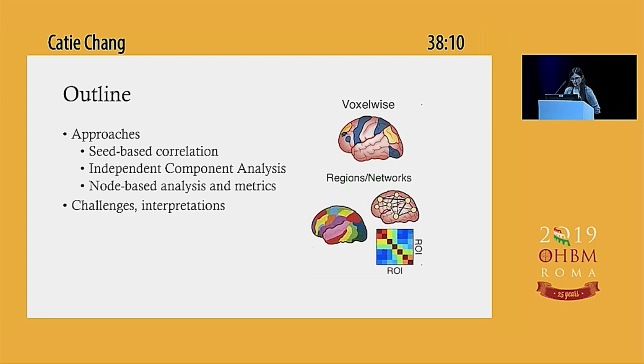So I'm going to start with some common techniques for looking at functional connectivity on more of a voxel-wise whole brain level, so that's seed-based correlation and ICA. And then move on to what we usually think about when we think of network neuroscience, which is the relationship between a set of nodes. And then discuss some challenges in interpreting functional connectivity. I'm going to be emphasizing fMRI data.